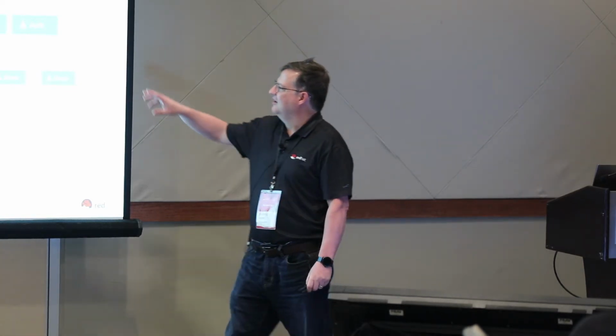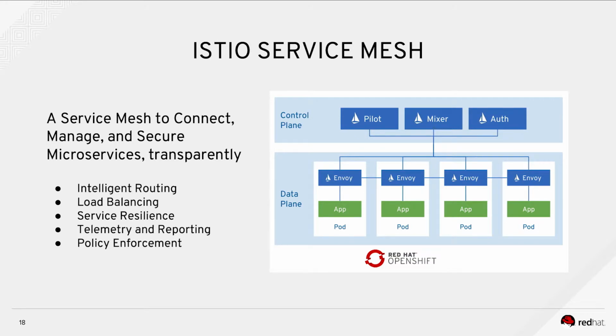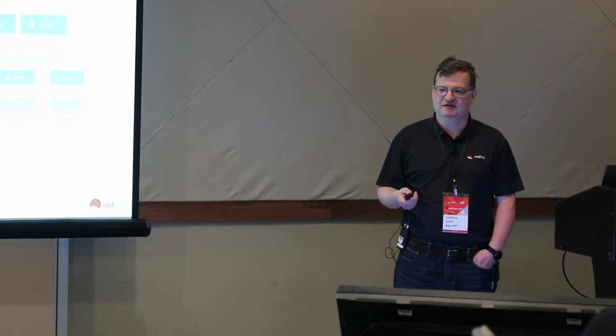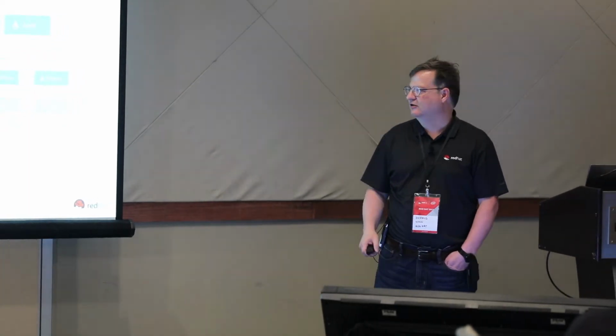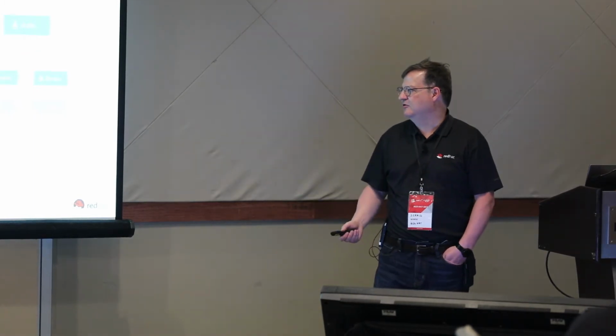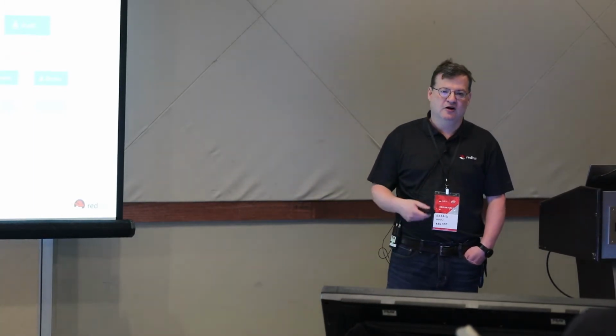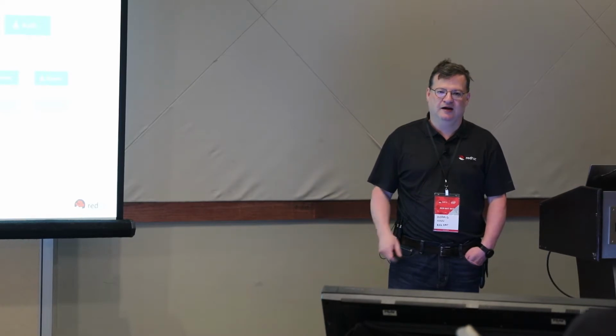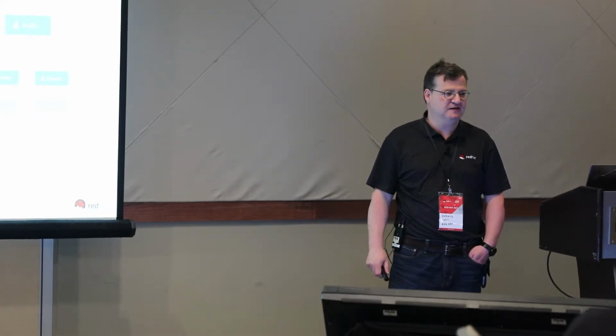So the way it works is that you've got a control plane that's operating in OpenShift. And then when you deploy your application, your pods, what Istio actually does is it injects a new container into that to manage all of the network traffic, and that's called the Envoy proxy. It provides all those features that the Netflix OSS stack would provide previously, but independently of your application. So you get the intelligent routing, you get the load balancing, you get the service resilience, the telemetry and reporting, and the policy enforcement, all out of the platform rather than having to manage that within your application itself.